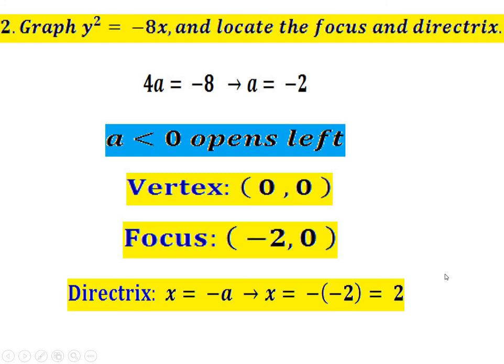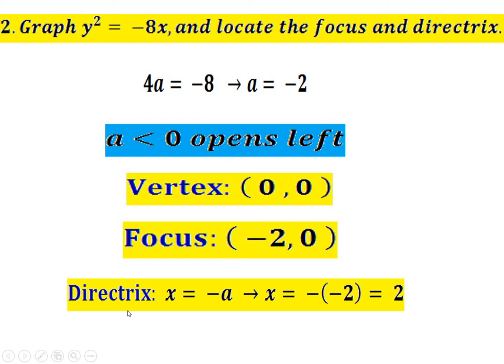Graph y squared equals negative 8x and locate the focus and directrix. Again, when you see y squared, it opens to the left or right. Let's check: negative 8 equals 4a. Solving for a, we have negative 2. If a is negative 2 and the equation starts with y squared, then a is less than 0. Therefore, your graph opens to the left.